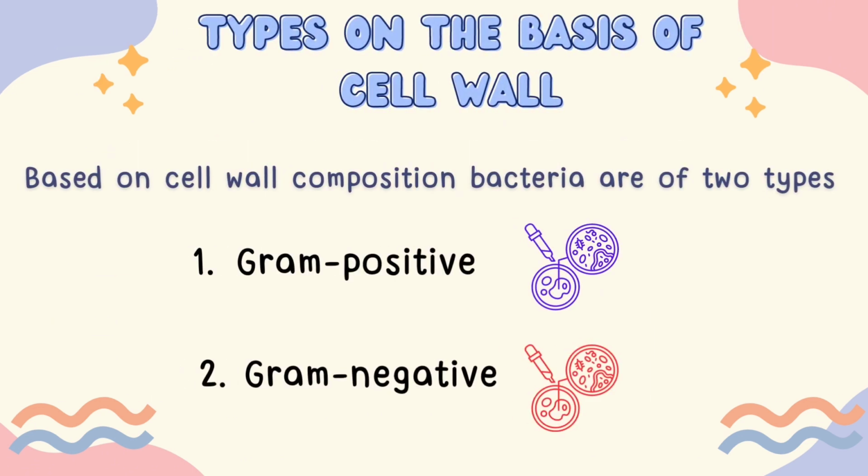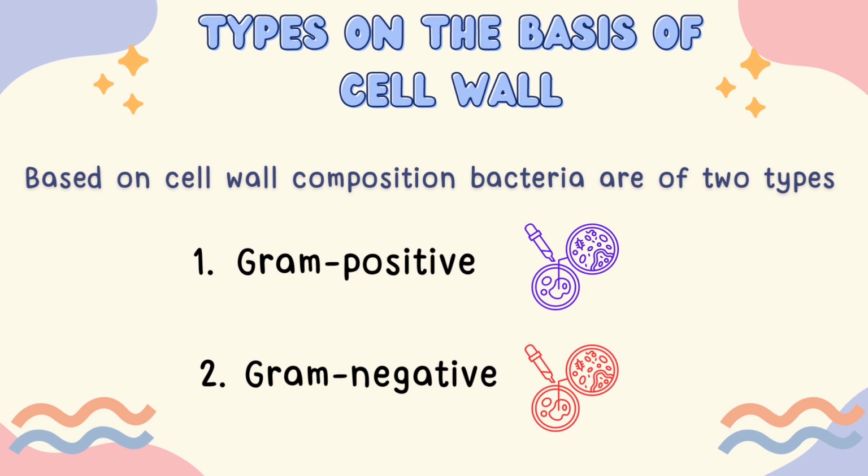Types of bacteria on the basis of cell wall. From here we are starting the classification of the bacteria. So first, on the basis of the cell wall composition, bacteria are of two types, gram positive and gram negative. This classification is based on the gram staining of the bacteria. Gram positive bacteria stain purple, and gram negative bacteria stain pink.